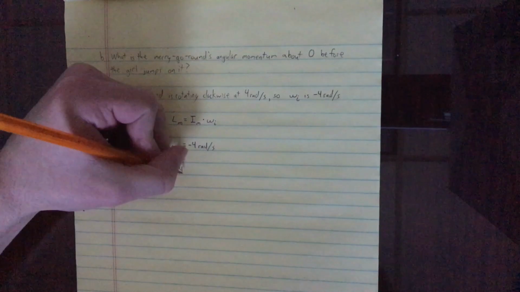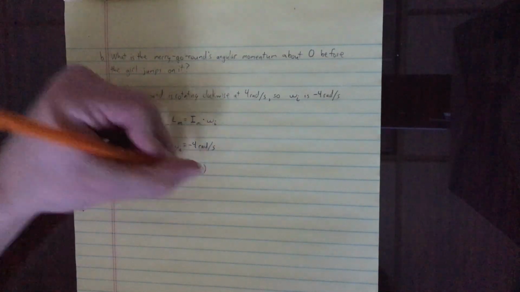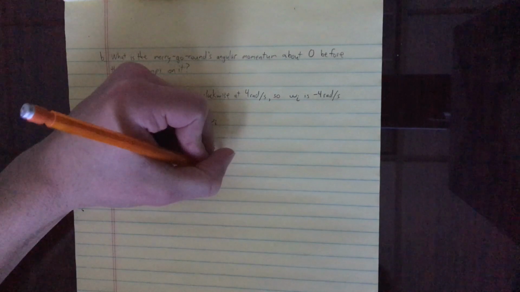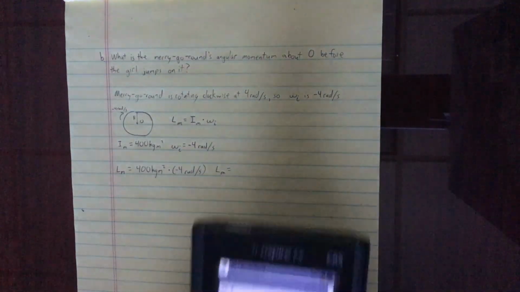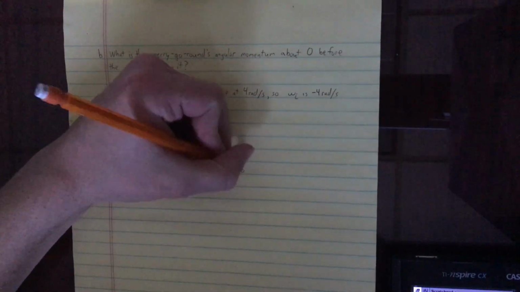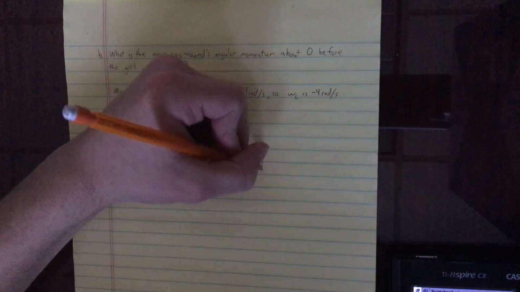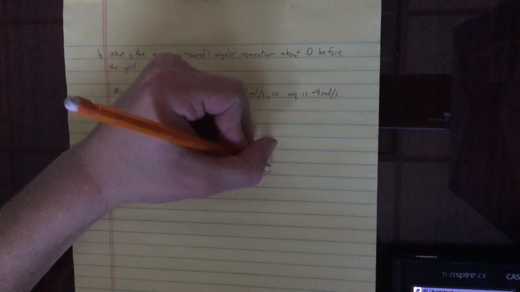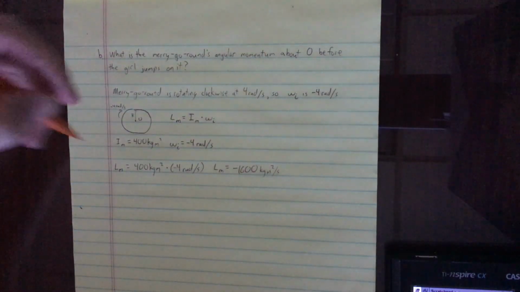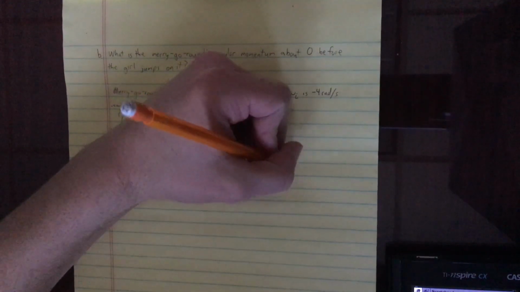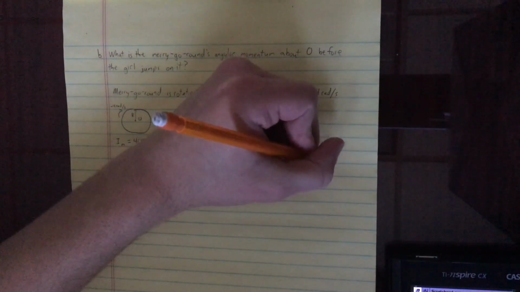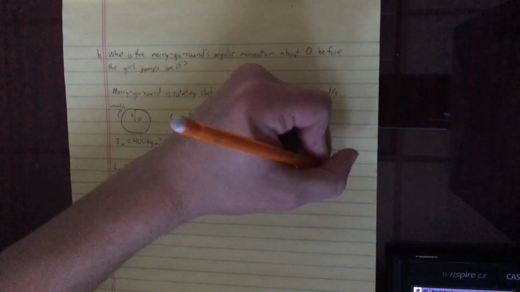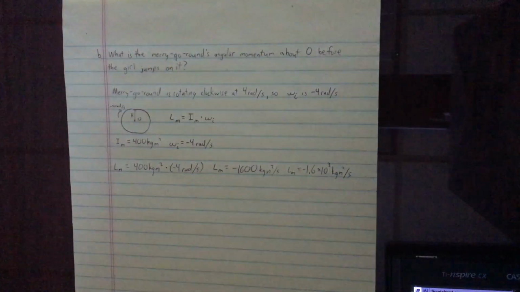So the angular momentum of the merry-go-round is going to equal that 400 kilogram meters squared times negative 4 radians per second. So angular momentum, 400 times negative 4, is obviously going to be negative 1600 kg meters squared per second, and we'll stick with the 2 sig figs. We'll pretend this is 0.0. So LM equals negative 1.6 x 10 cubed kg meters squared per second.